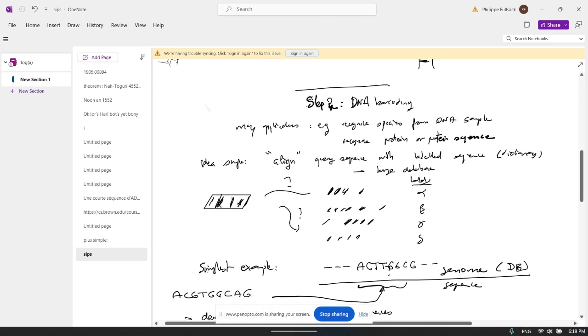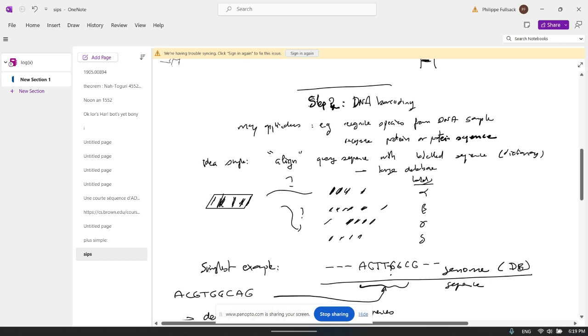Now I come to step 2, DNA barcoding. So what do we use that for? Now that we have a way to sequence DNA or RNA or proteins, what could we want to do? There are many applications. For example, we may want to recognize species from a DNA sample or recognize a protein sequence. The idea is very simple. We would just align our query sequence. We call this the query sequence, the sequence that we are interested in.